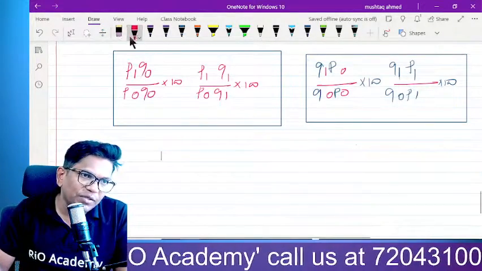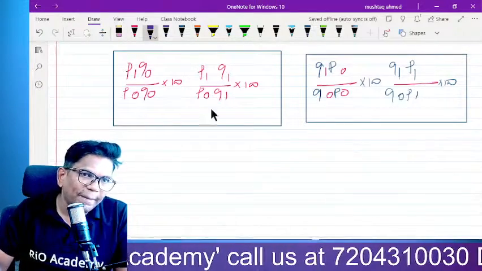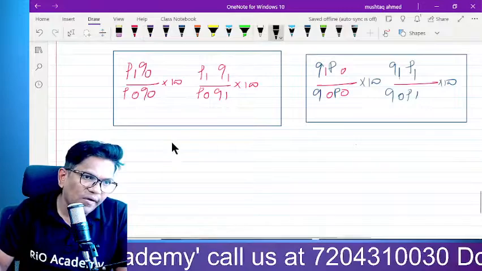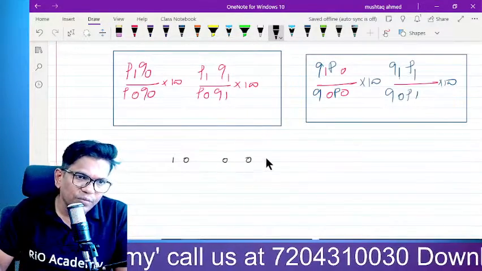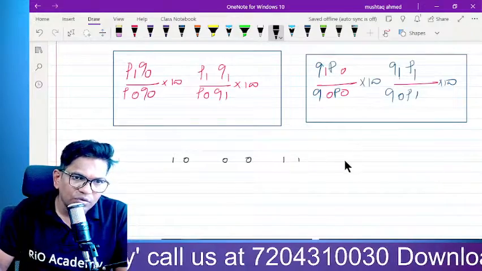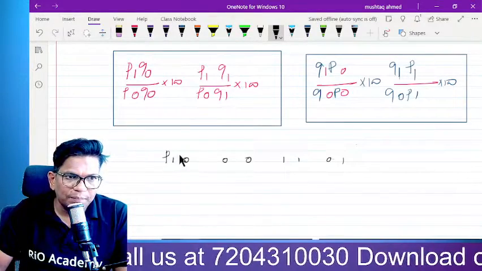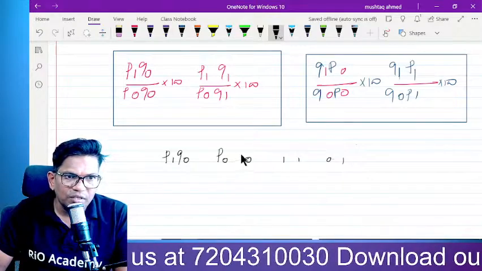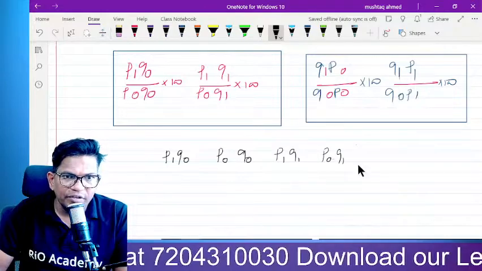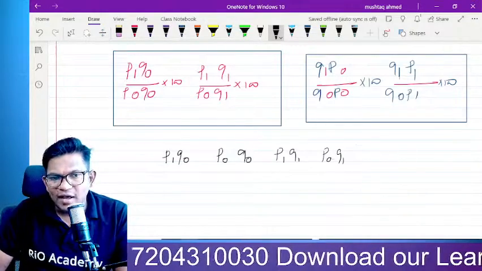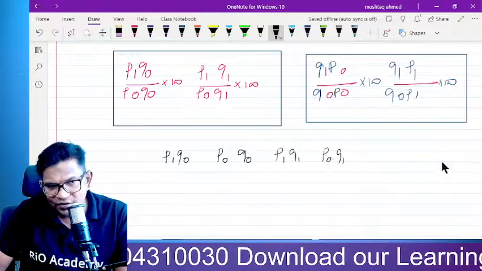First, what we do, kids, we are going to write something like this. Look, what we are going to do: 10 00 11 01. So kids, this is P, Q, P, Q. The way we are going out, similarly we have to come back.